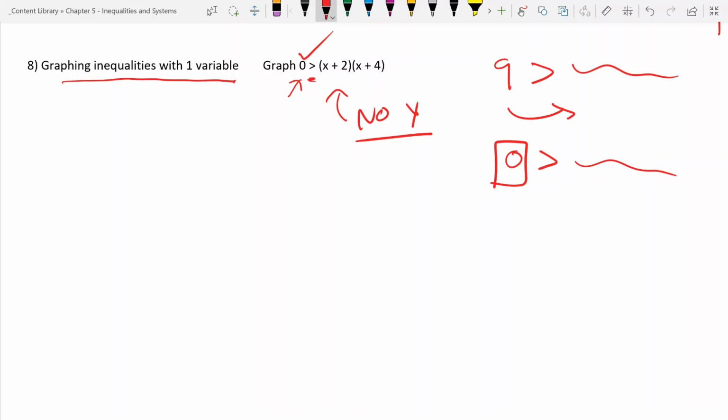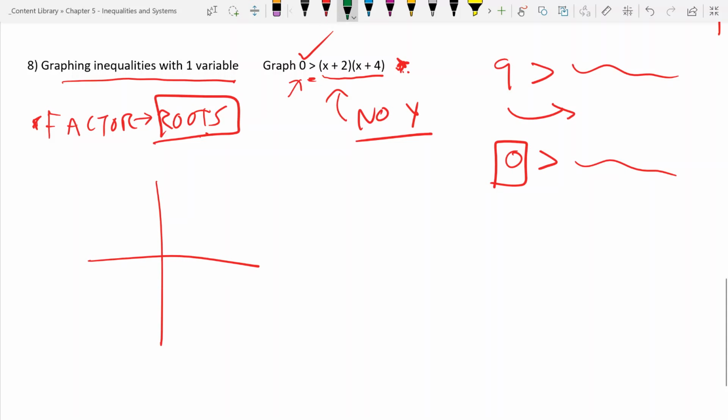Okay, so what we're going to do is factor it to find the roots. Again, we covered this in another video, so I already gave us one that had the roots given to us. If it's not there, you need to find the roots. We need the roots because we need to know where the edges of our solutions are, the critical values. So looking at this graph, it's going to be -2 and -4. -2 and -4 are my roots.